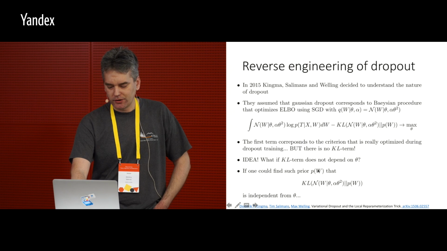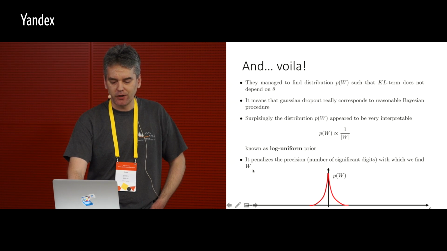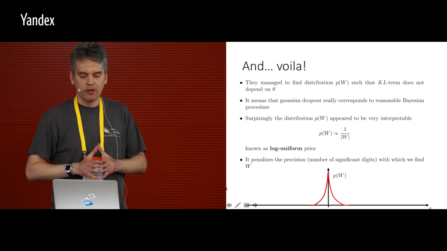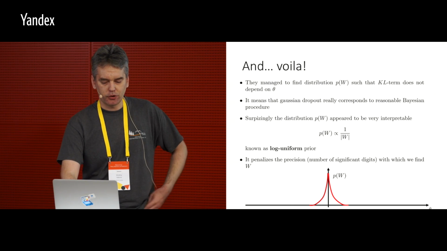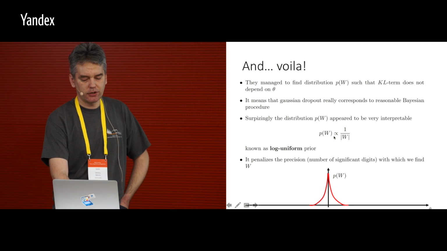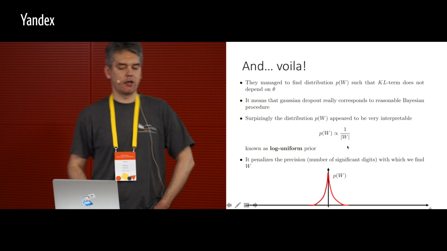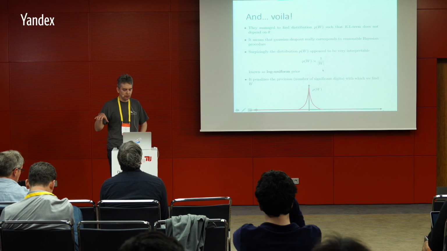And well, these three guys managed to find such a prior distribution, and surprisingly, it appeared that it is very interpretable. It corresponds to the improper log uniform prior distribution. This distribution is improper, but up to a normalizing constant it looks like this: 1 over the absolute value of W, and it's factorized with respect to all the weights W's.